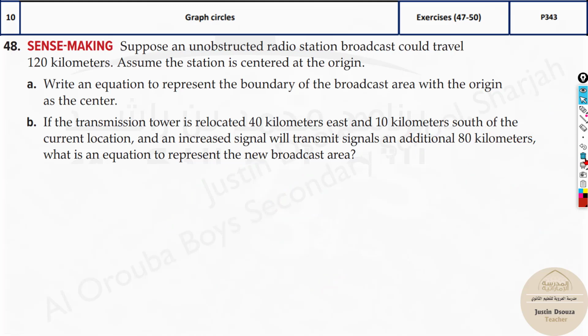Now, another similar problem. Suppose an unobstructed radio station broadcast could travel 120 kilometers. Assume the station is centered at the origin. Write the equation to represent the boundary of the broadcast area with the origin as the center. Now, it's very simple. When it comes to circles, it's just x squared plus y squared equals r squared. Here, what is r squared? 120 squared. So this is all you need to do, because they have clearly told it's at the center, and that's the answer.